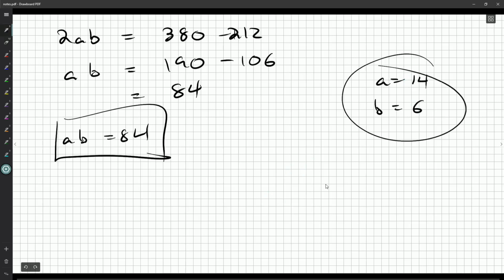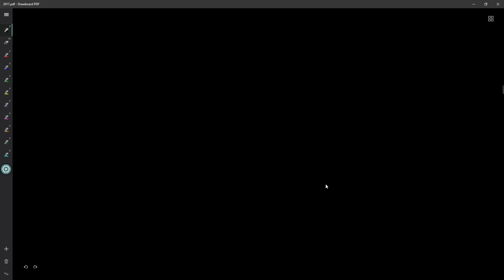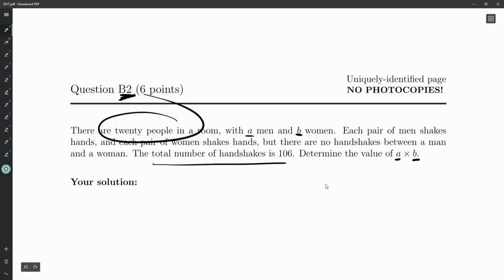6 and 14, so that'd be 5 times 6 over 2, so 15 for the women. 13 times 14 over 2, 13 times 7, so that'd be 91. There we go. So there's 14 men, 6 women, or 6 men, 14 women. You don't actually need to work that out. What we wanted was A times B is 84. And don't be like me, folks. Always read the question. 20 people in the room. I'm glad I went back and checked that.